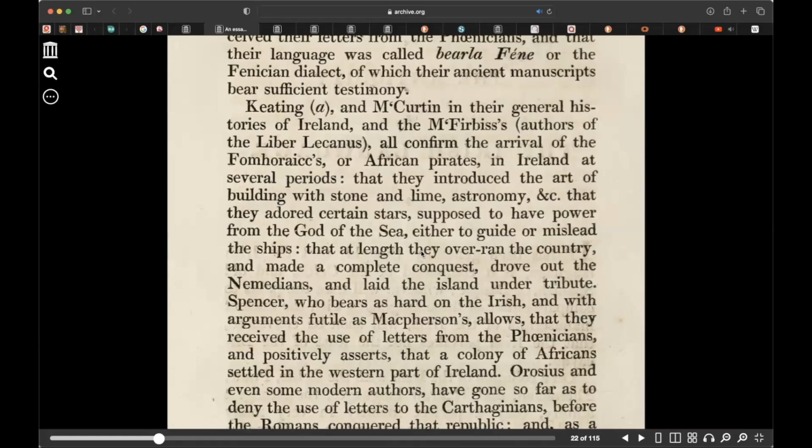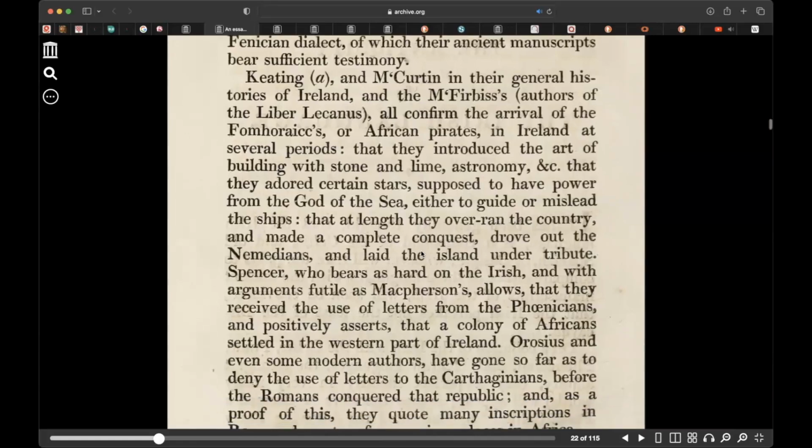He's reminding of the history of what they know in Ireland. They know there was Fomorians or Hamites there, that they introduced the art of building with stone and lime, astronomy, that they adored certain stars supposed to have power from the god of the sea, either to guide or mislead the ships, that at length they overran the country. They're talking about Hamites here, Fomorians, these giant, very tall people, and made a complete conquest, drove out the Medians, and laid the island under tribute.